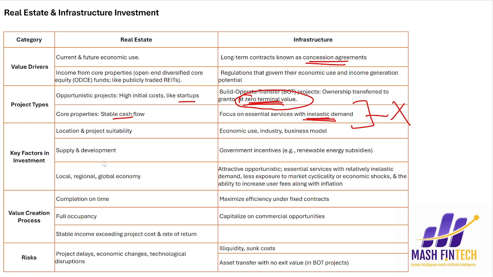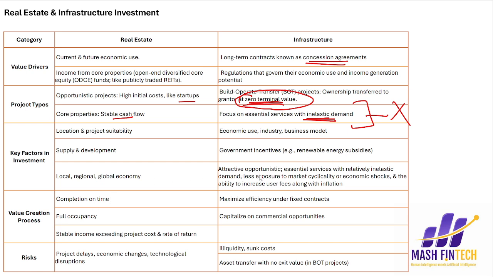In terms of the key factors for investment, location and project suitability is important for real estate. You want locations where crime is low and overall there are high positive externalities. Supply and development, local, regional, and global economy. In terms of infrastructure, the economic use, industry, business model, government incentives, e.g., renewable energy uses. Okay.